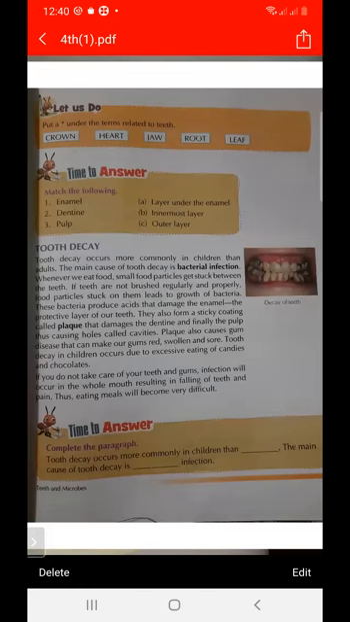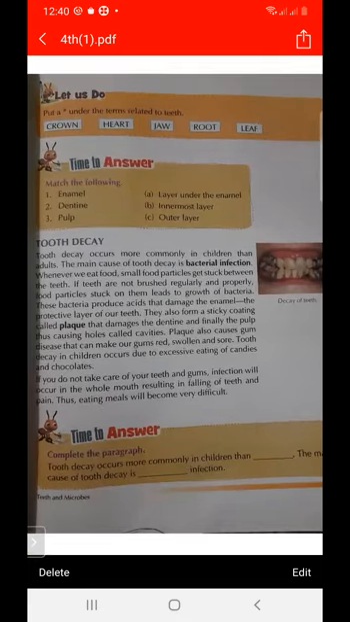So, why does bacterial infection occur? Tooth decay occurs mostly in children as compared to adults. And what is the main cause of tooth decay? The main cause of tooth decay is bacterial infection. And why does bacterial infection occur?